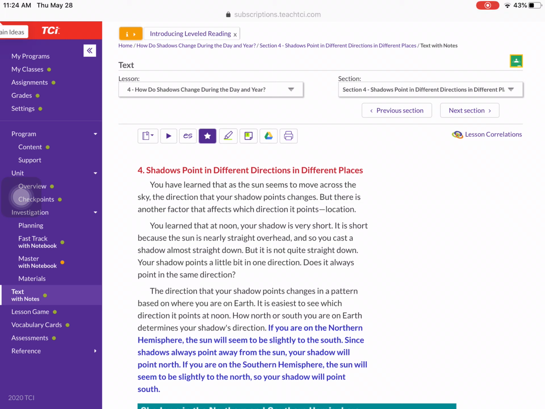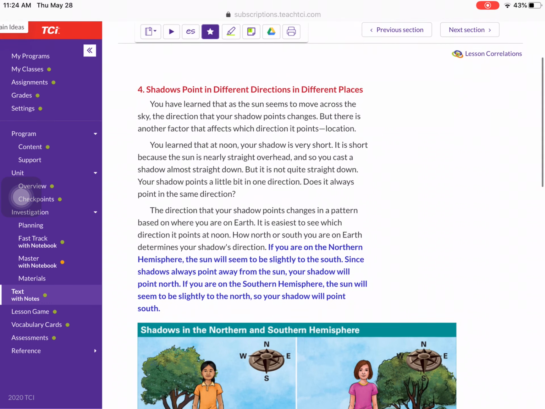But there is another factor that affects which direction it points. Location. You learn that at noon, your shadow is very short. It is short because the sun is nearly straight overhead. So you cast a shadow almost straight down. But it is not quite straight down. Your shadow points a little bit in one direction. Does it always point in the same direction?